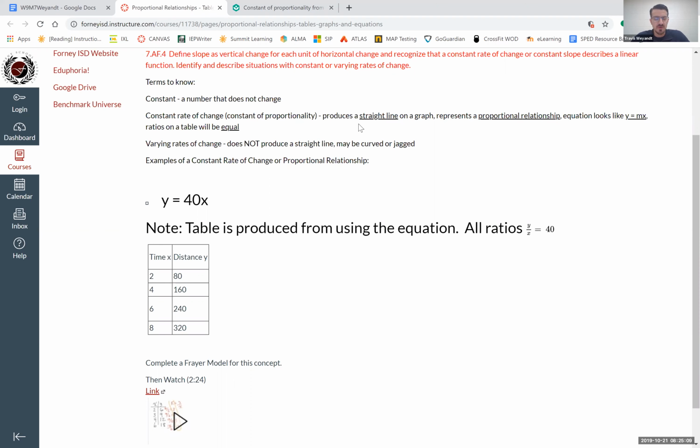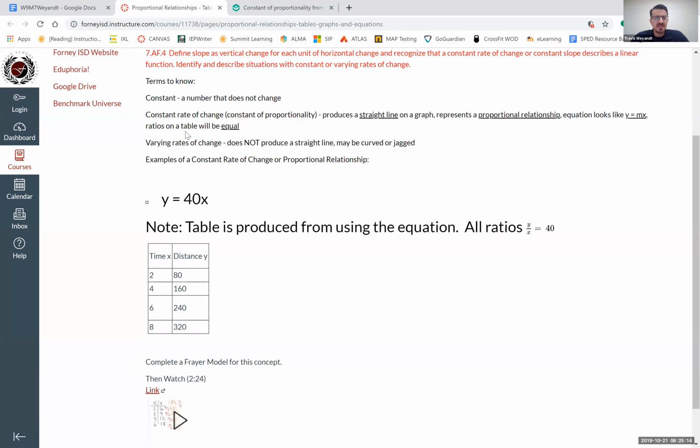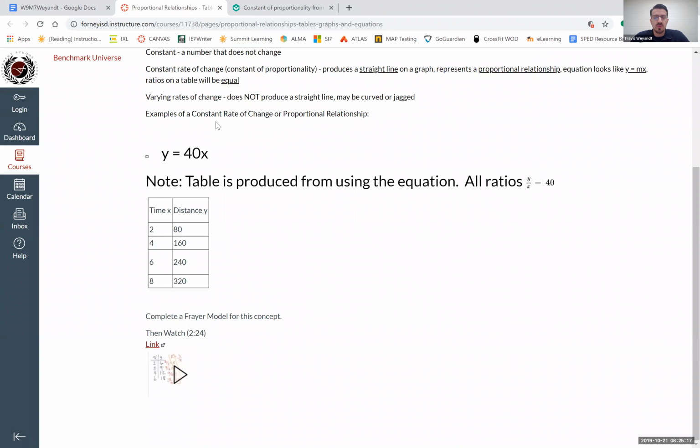And here you can see that it produces a straight line on a graph, which is something that we will get into next week in part 2. But here's an example of the constant rate of change, or we call it the proportional relationship. So this y equals 40x. When we look at y and x, we always think of y as the output. That's what we're going to get, and x is the input. So whatever we put in for x, y is going to give us a certain number. So if we apply this to this equation, what we're saying is that 40 is the constant of proportionality. It's that constant number that does not change. And if it's applied to every relationship in that table, then we can say that this table has a proportional relationship.